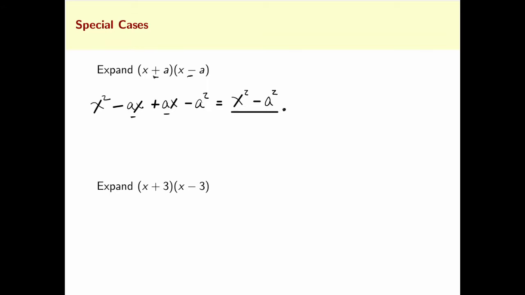Next, let's do it with some numbers. Say we want to multiply (x + 3) times (x - 3). First terms gives me x squared. Outer terms gives me minus 3x. Inner term is plus 3x. And then the last terms is minus 3 times plus 3, which is minus 9. The minus 3x and plus 3x cancel, and I'm left with x squared minus 9, which is simply the first term squared minus the second term squared.